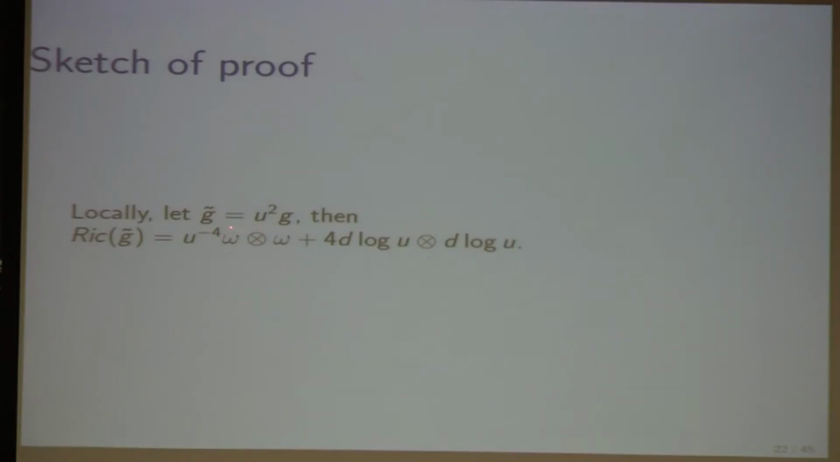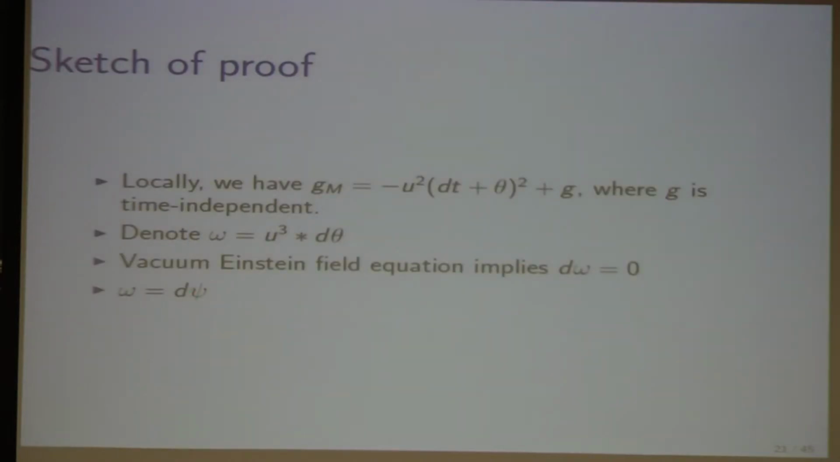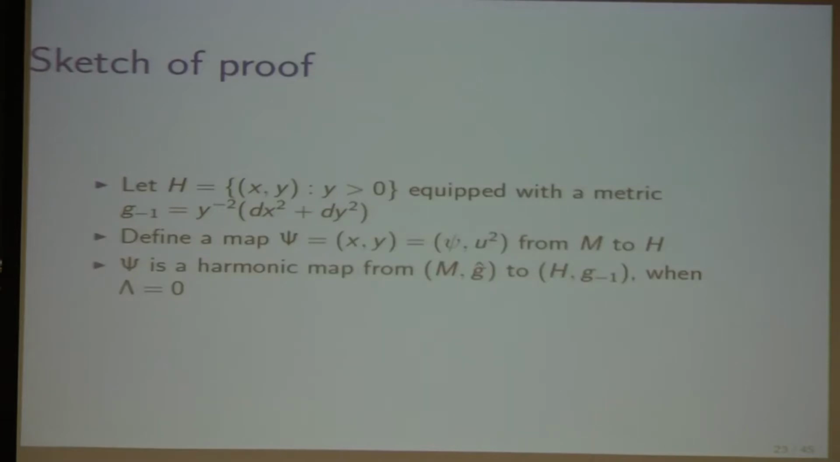I want to say that if we consider the Ricci curvature of G, not G tilde, then it will involve the second derivative of u. But if we conformally change G to G tilde, the second derivative disappears. It only involves the first derivative of u and the first derivative of psi. Psi is just this one.